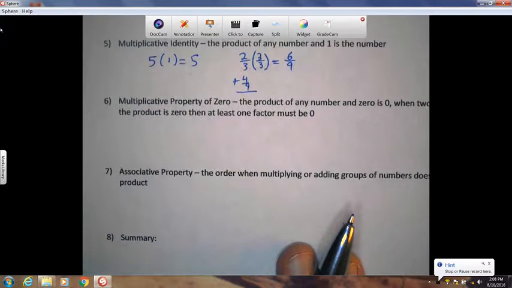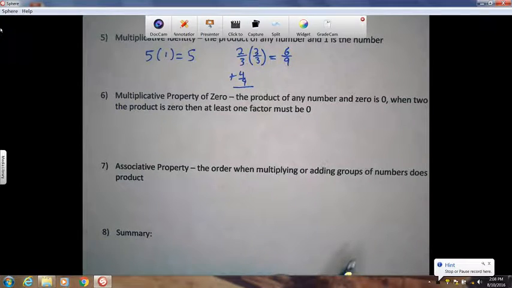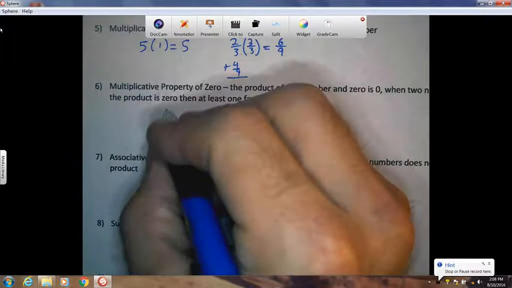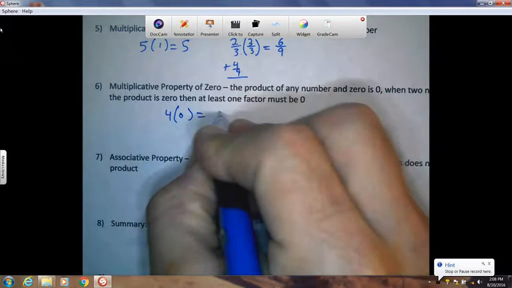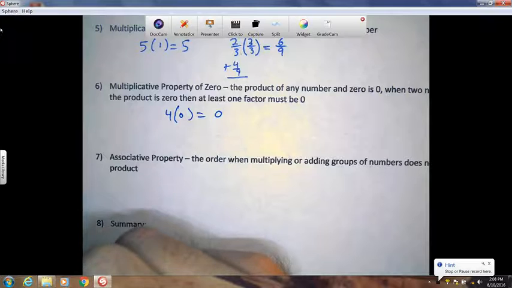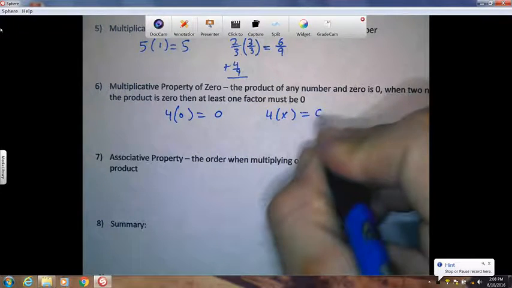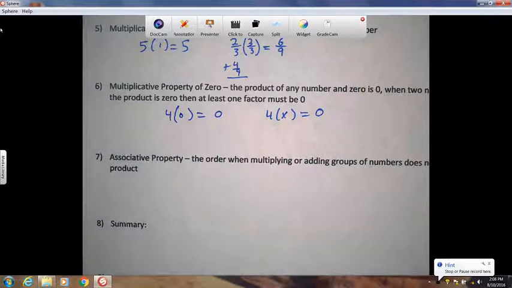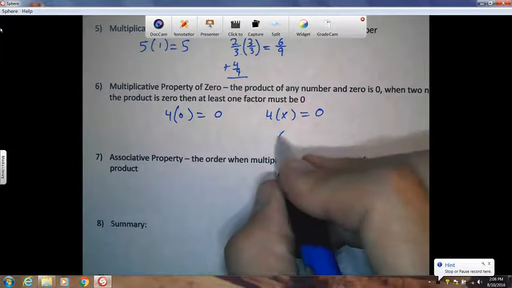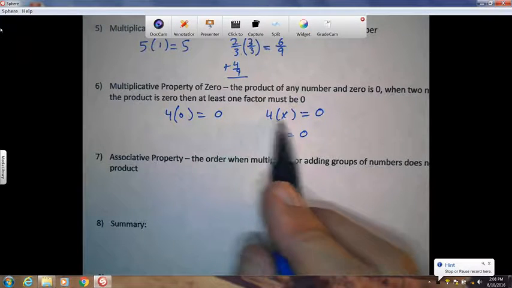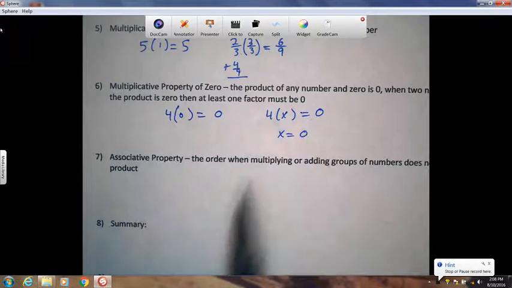Multiplicative property of 0. Any number multiplied by 0 is 0. So 4 times 0 is 0. But it gets a little more complicated. What if I have 4 multiplied by x? And I know the answer is 0, so that must mean x has to be 0. Because if I'm multiplying two things and the answer is 0, one of them has to be 0.